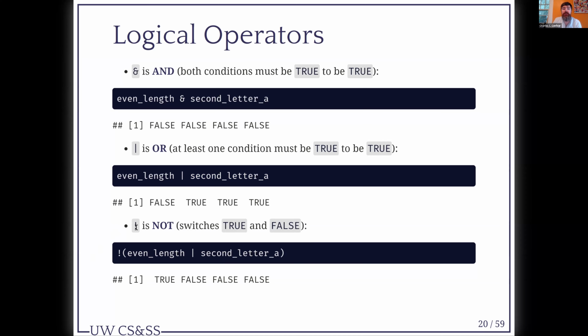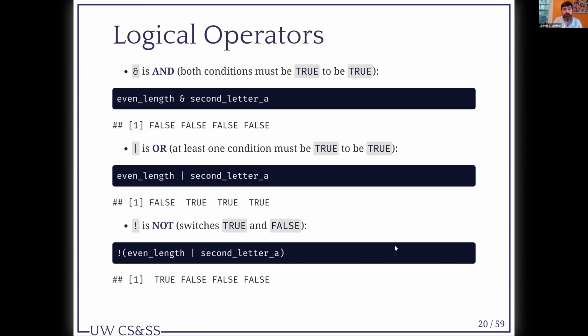Then we could use the exclamation point or bang operator to switch trues and falses. So if I say even length or second letter A, remember, that's false, true, true, and true. If I put an exclamation point in front of it, it makes the false into a true and all the trues into falses. Okay? Exclamation point just flips logical conditions. Make sense? These are things to play with to get some comfort with.